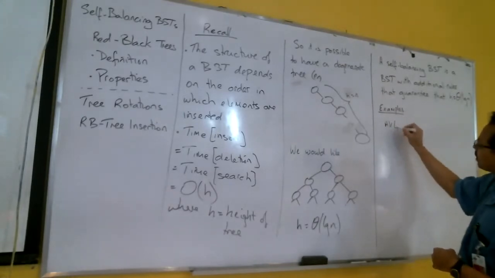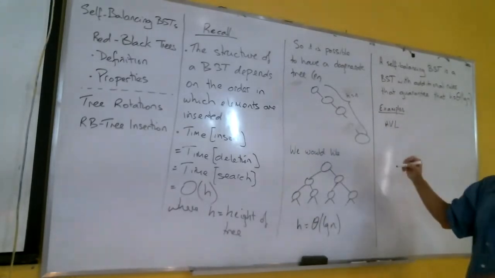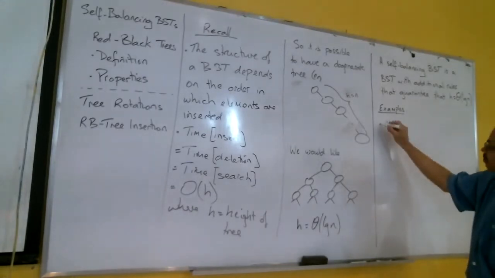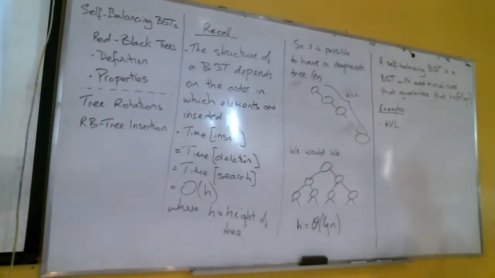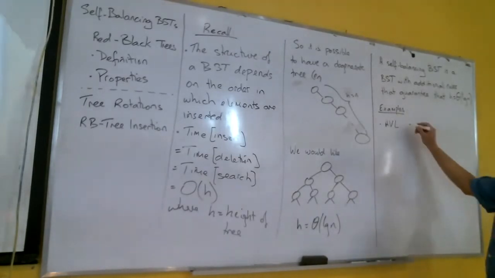There's one called an AVL tree, and the A, V, and L stand for the people who invented it. I don't remember all their names, so I'm not going to try to tell you who. AVL trees.